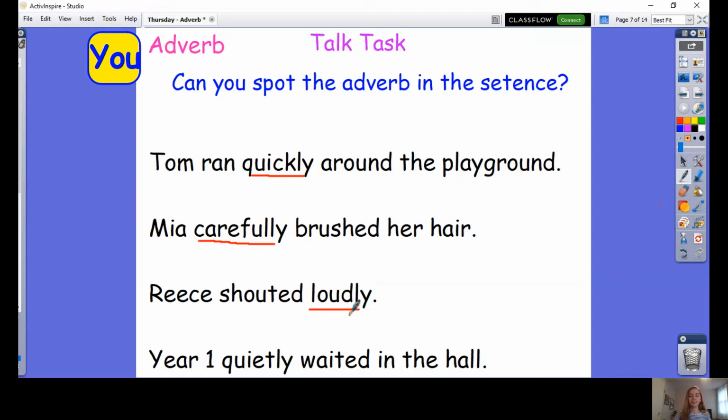Well done. And our last sentence, Year 1 quietly waited in the hall. Which is our adverb? Fantastic. Quietly is our adverb. Quietly, we can spot our ly at the end, and quietly is telling us that they waited. So the verb is waited. They are waiting in the hall, and it's telling us they're not waiting loudly. They're waiting quietly in the hall, and I know all of Year 1 do that. They wait quietly. Fantastic.